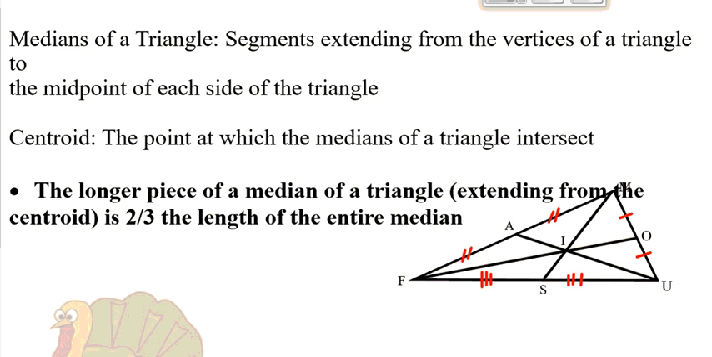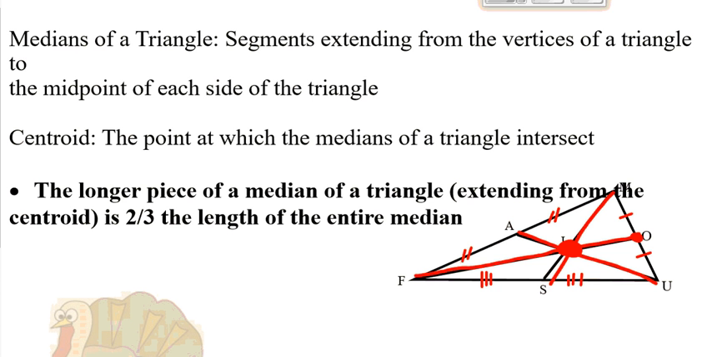One more thing we're going to cover, medians of a triangle. The segments extending from the vertices of a triangle to the midpoint of each side. While it looks like they're angle bisectors here, not necessarily so, but all I know for sure is that each is going to the midpoint of the other side. Where these three lines are concurrent, their point of concurrency is called the centroid.